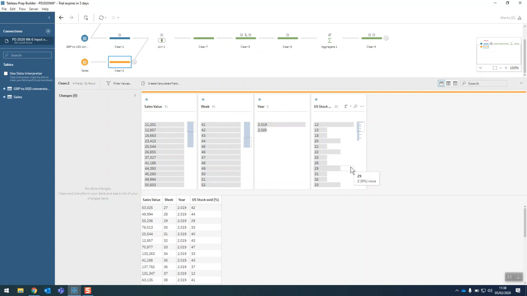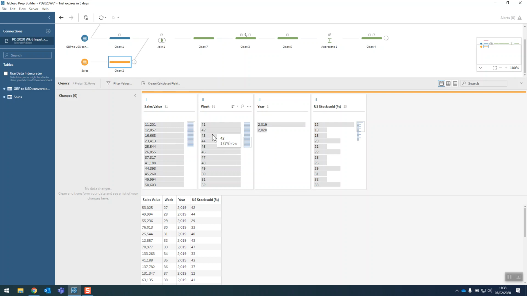So we can imagine we're going to need to do some calculations down the line to work out how much of the sales value is taking place in the US and how much is taking place in the UK, but we'll come to that. Usually I'll think about how I'm going to join these two data sources together so they make sense.